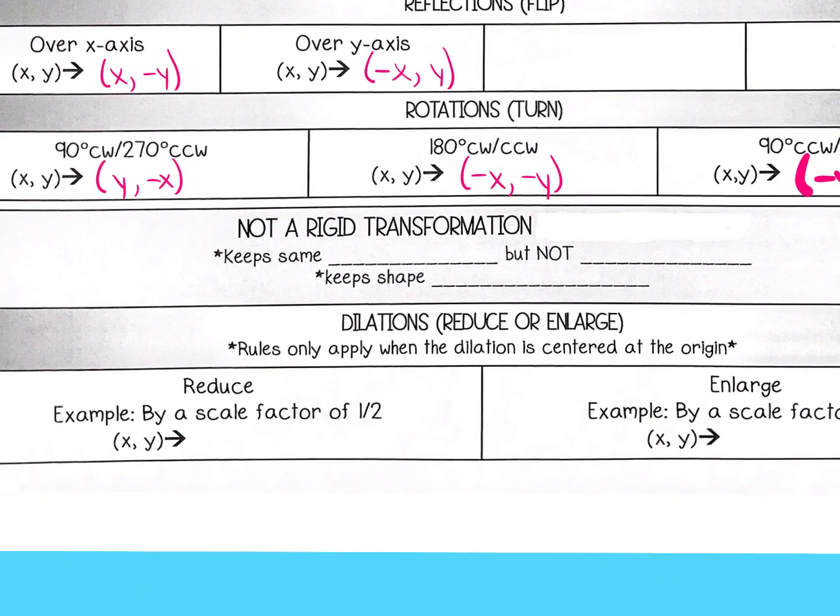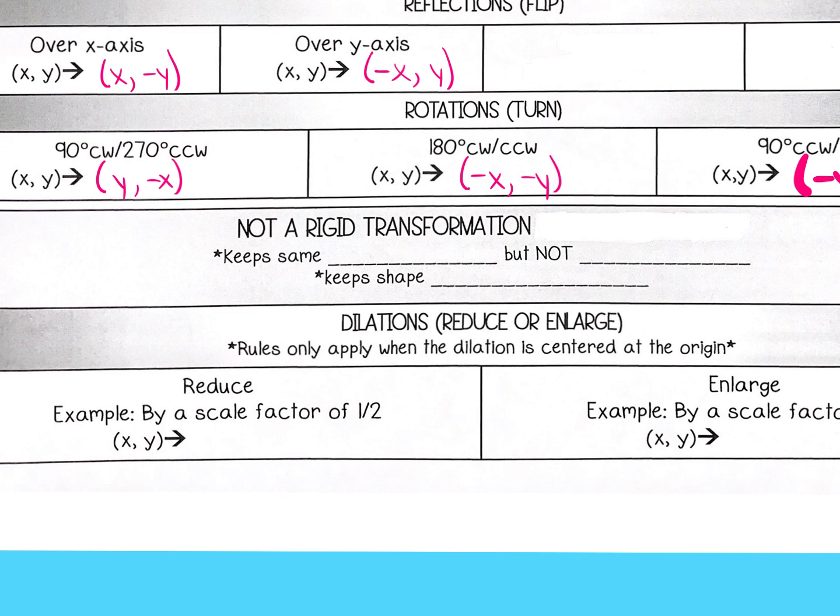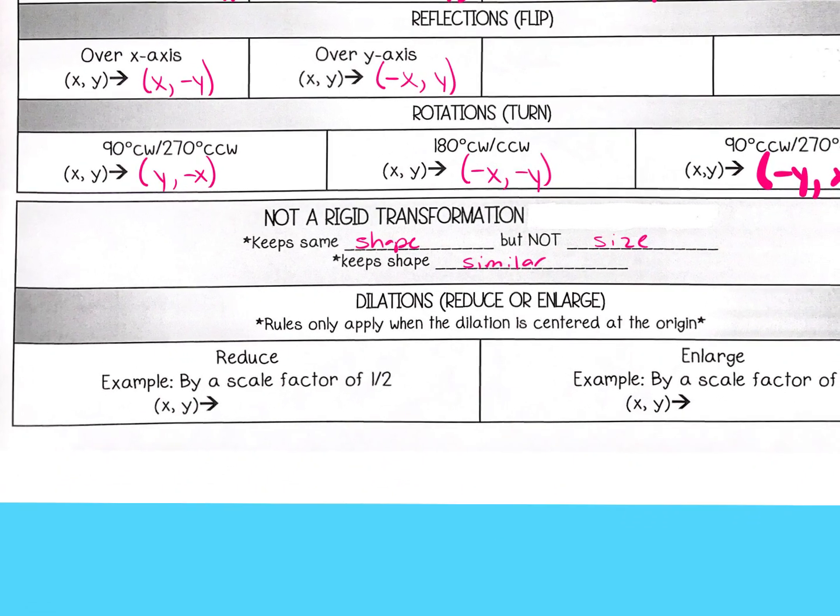Our last type of transformation is called a similar transformation. It's not rigid. So it keeps the same shape as all of these do, but not the same size. The size changes. It keeps the shape similar. Same shape, but different size. So this is called a dilation. And we use a dilation about the origin.